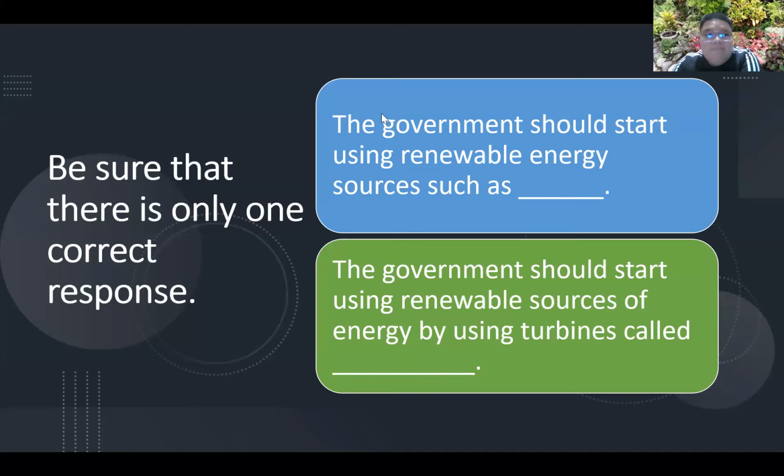Guys, am I audible? Okay, yes, solar energy is one. What else? Sige, solar energy daw. Ano pa yung iba? Wind energy is one. What else? Geothermal energy is one.